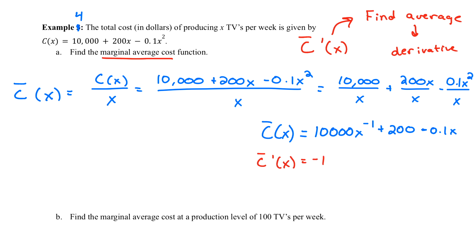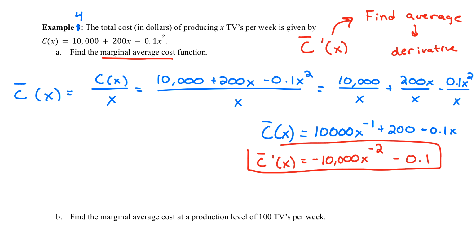Here I should have negative 10,000 x, and then subtract 1 from our power. Be careful with these negative signs here. I should have x to the minus 2 power after I subtract 1. Derivative of 200, well, that's just a constant, so its derivative is 0. And then minus 0.1x, that will become minus 0.1 after we take its derivative. So here is our marginal average cost function.